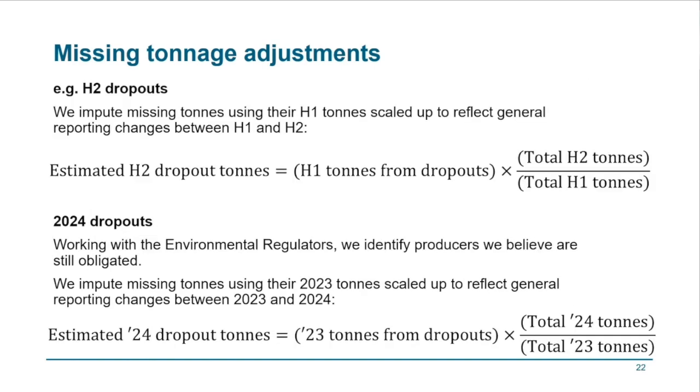So the way that we estimated the tonnage from the dropouts, both the H1, H2 dropouts and the 2024 dropouts, are roughly the same. We take the data that we do have for them and we scale that up depending on how the reporting changes between the different periods. So for example, the H2 dropouts, we take the data from H1 and we scale that depending on how general reporting trends have changed between the second half of the year and the first half of the year.